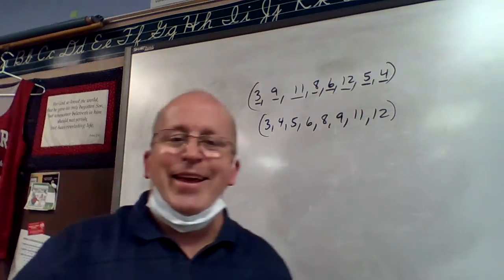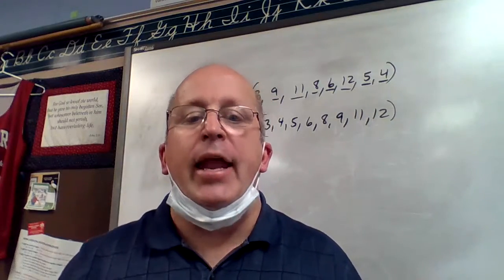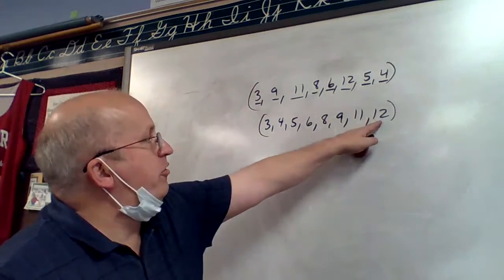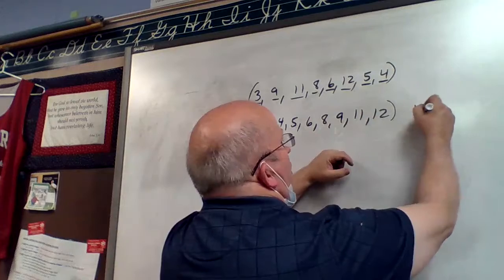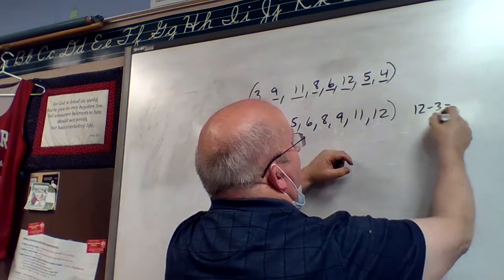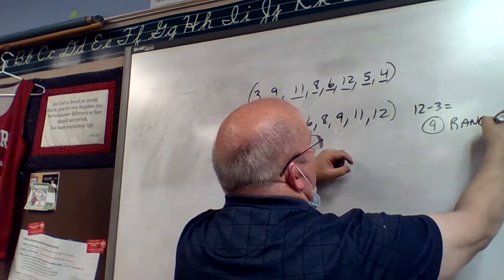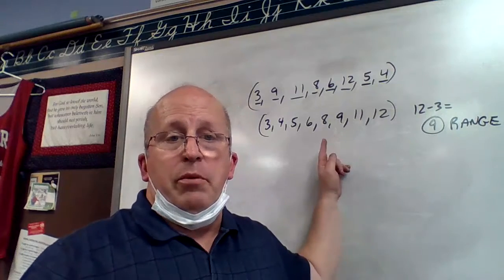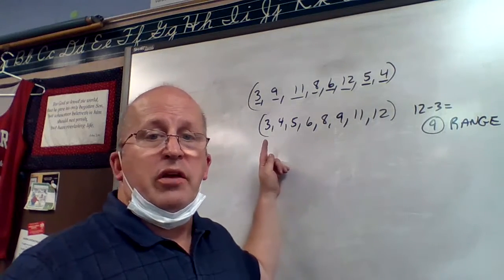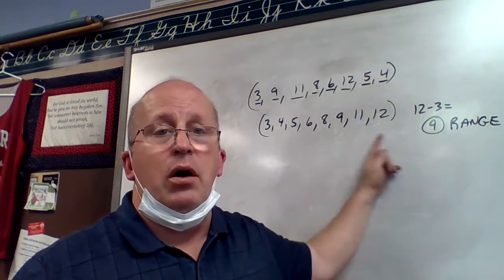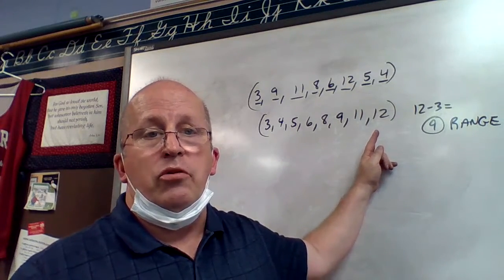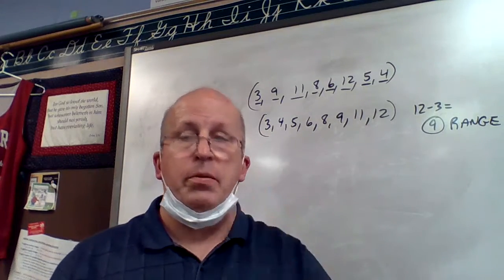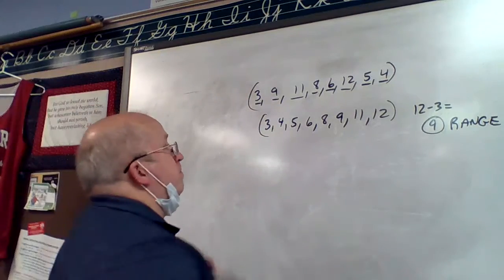Second thing I'm going to do is I look for the smallest number, and I look for the biggest number, and I subtract them. Biggest, smallest. 12 minus 3 equals 9. 9 is the range. That's the first thing they're asking us to look for. Real easy. Put the numbers in order from smallest to largest. Take the smallest number and subtract it from the largest number. 12 minus 3 is 9. 9's the range. First part of the problem. Second part of the problem.